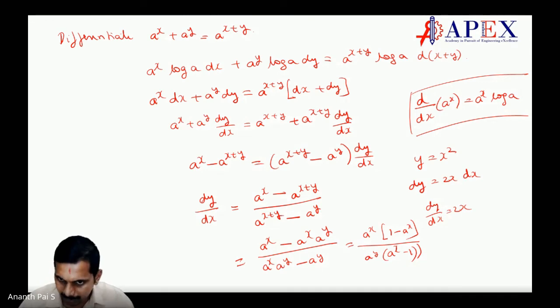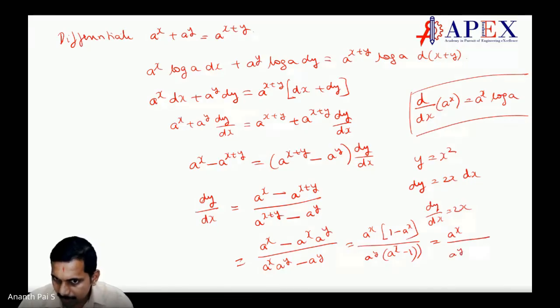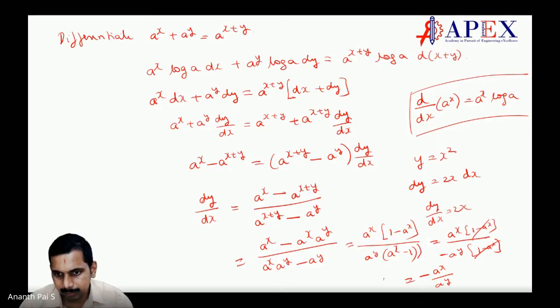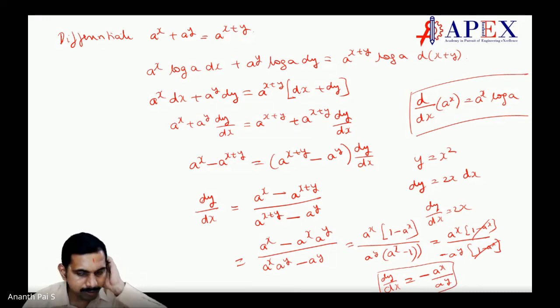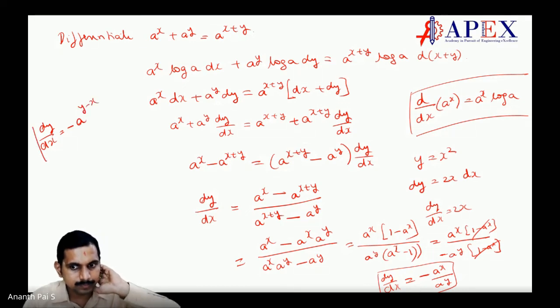So this can be written as a power x divided by a power y. Wait a minute. You get 1 minus a power y into minus of 1 minus a power y. So we can cut those terms. What remains is minus a power x divided by a power y. Okay, dy by dx is this. So minus a power x divided by a power y. That means my dy by dx is equal to, I can say, minus a raised to x minus y. Can I say it like this? Yeah. Now tell me, students.